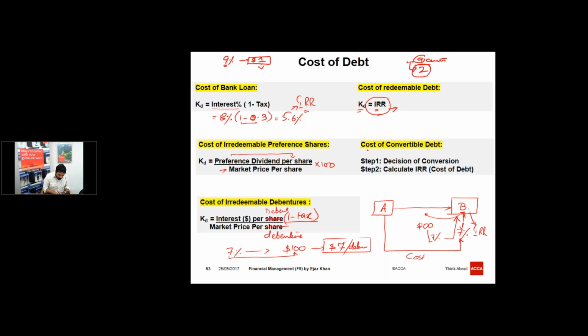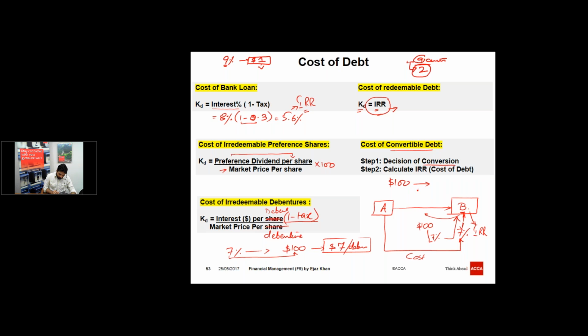Now let's come to the last one, that is cost of convertible debt. In case of convertible debt, remember one thing. What does it mean, convertible debt? It means that it gives the option to the investor at some point in the future whether he or she wants to redeem the investment or convert the investment into ordinary shares of the company. For example, a company has issued a $100 debenture with an option of conversion.